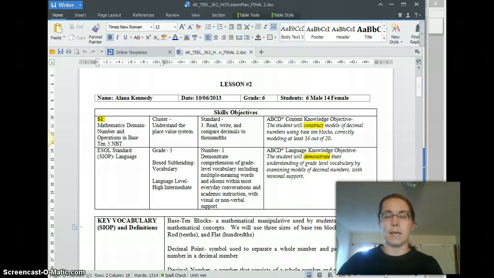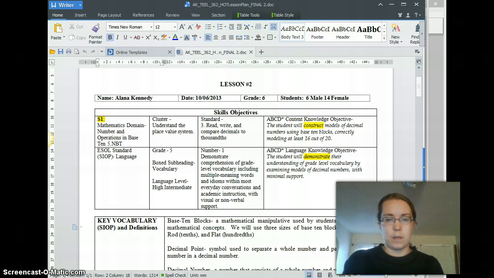Hi, my name is Alana Kennedy. I designed my lesson plan for a 6th grade class. My standard is actually a 5th grade standard. It's 5 MBT 3, read, write, and compare decimals to the thousandths.